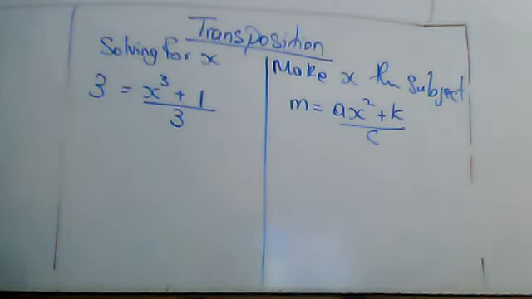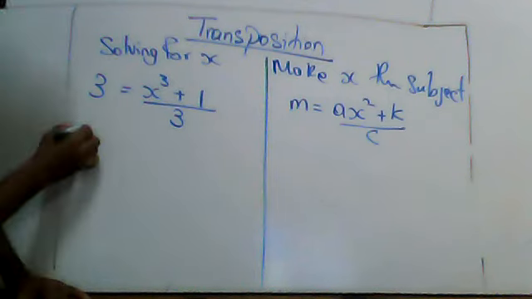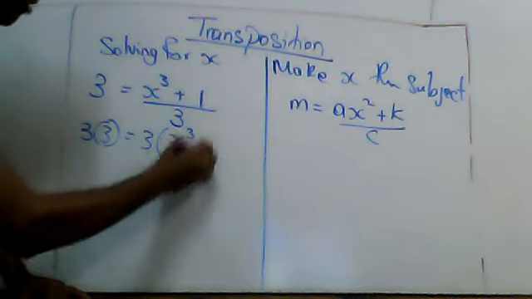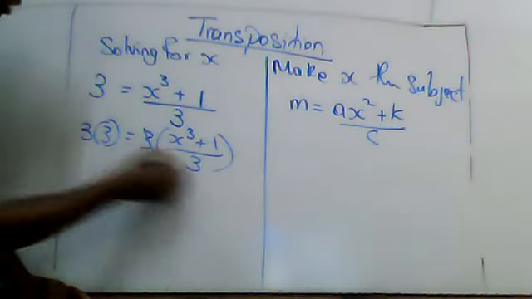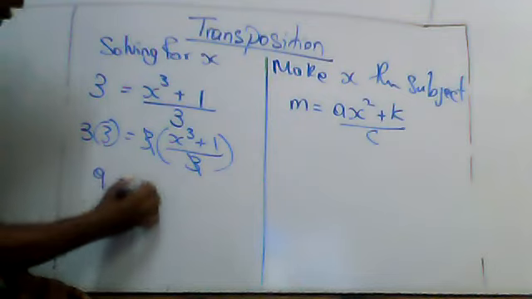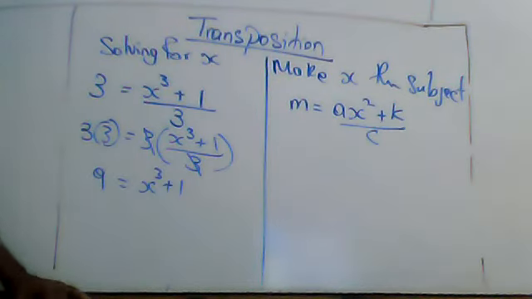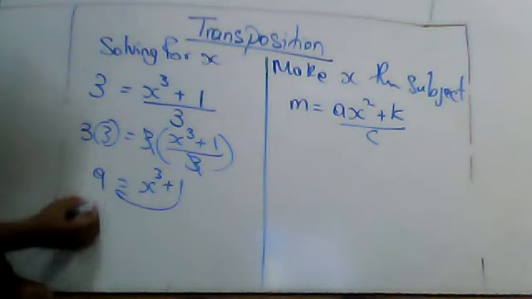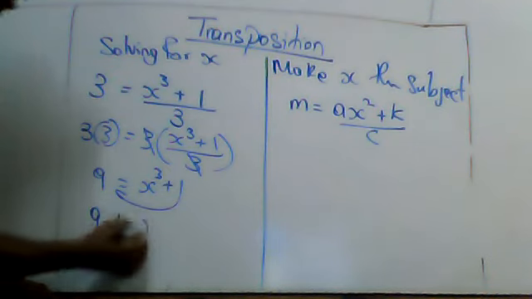So with this question, the first thing we need to do is find what? The LCM. What's the LCM? 3. So I'm going to multiply everything by 3. So it's going to be 3 times 3 being equal to 3 times x cubed plus 1 all over 3. Now this 3 is going to cancel this 3, so we're going to have 9 being equal to x cubed plus 1. The next step is we're going to collect like terms. The positive 1 is going to turn negative, so it's going to be 9 minus 1 equals x cubed.